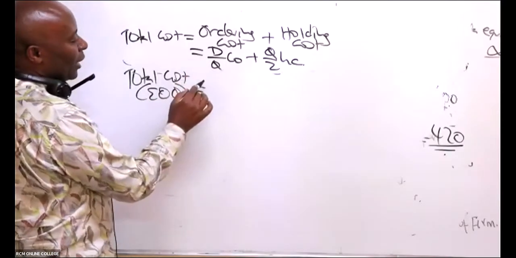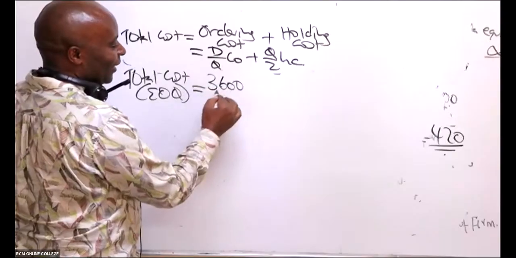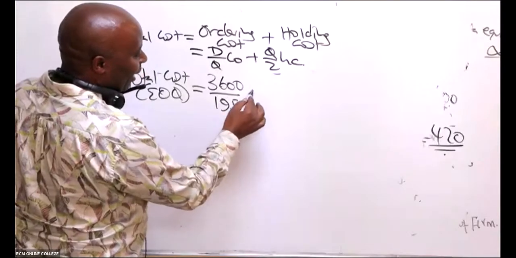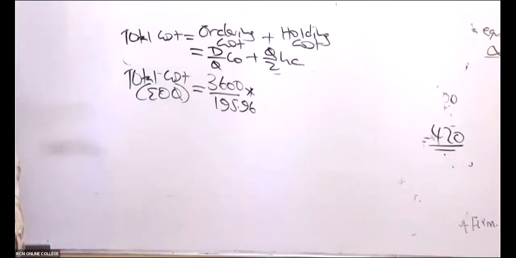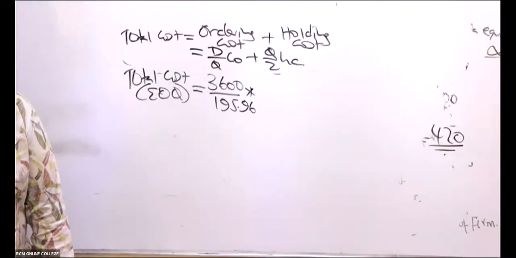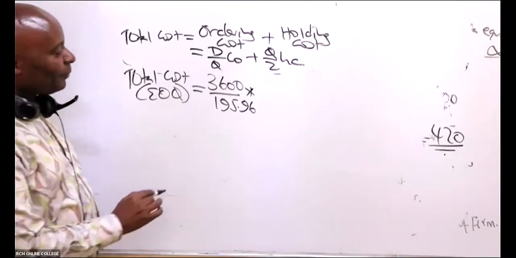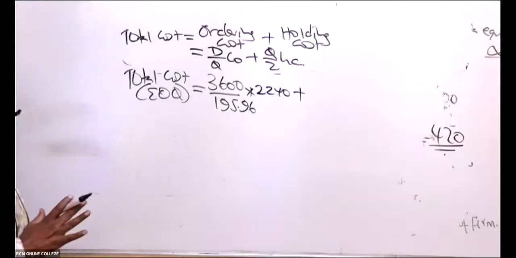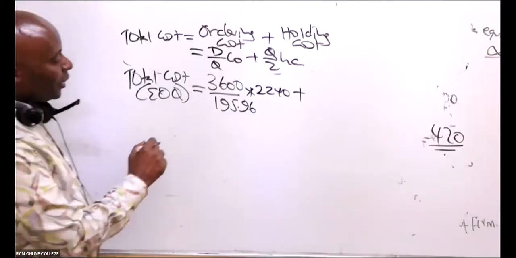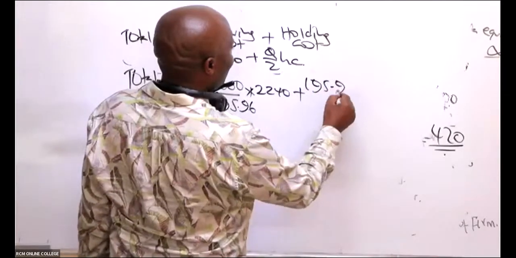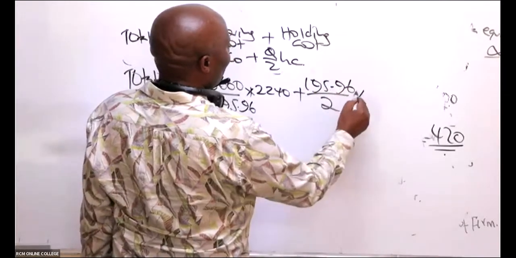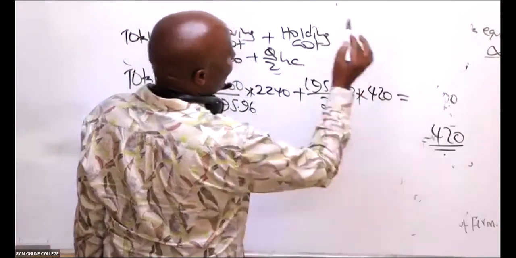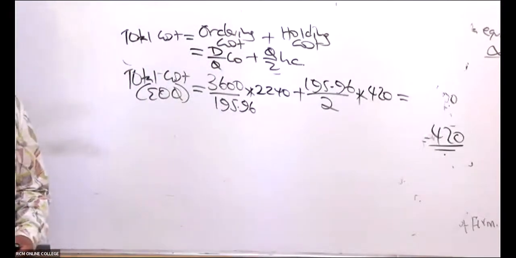So it will be annual demand. Are you able to remember that it was 3600? Divided by 195.96. How about the cost per order? 2240. Thank you. Plus the Q, where Q is my EOQ here, 195.96, divided by 2, multiplied by the HC that you guys got, 420. Give me an answer. Final answer is what I want.